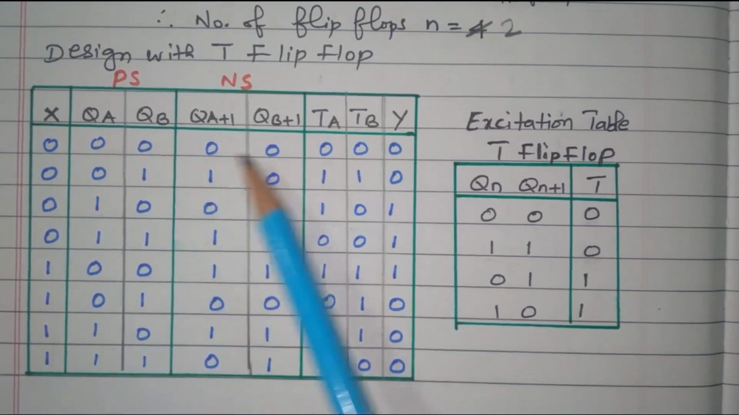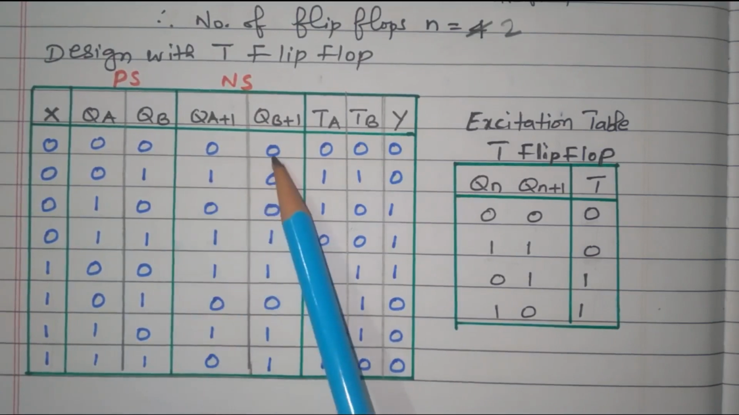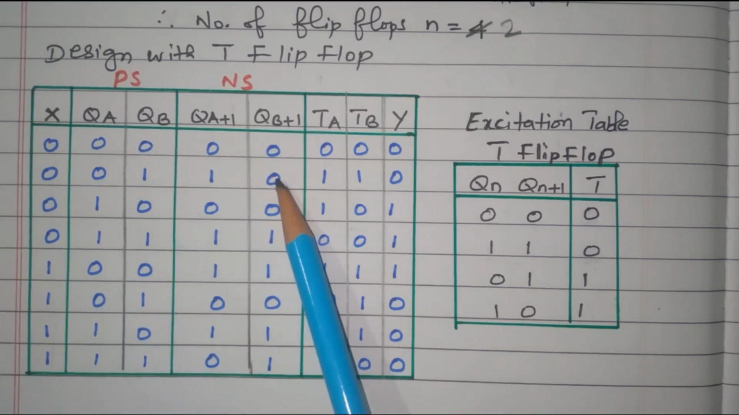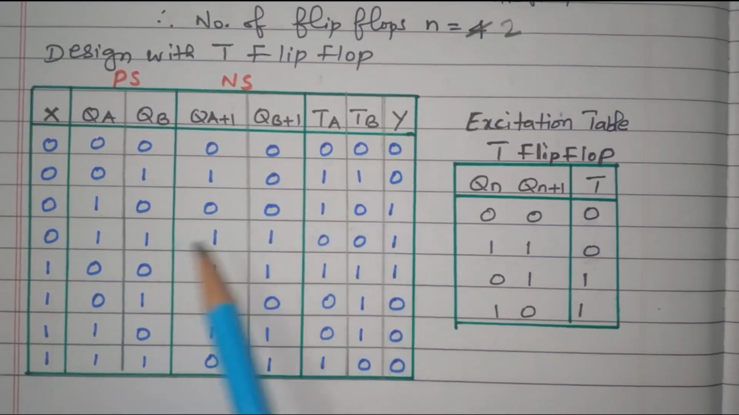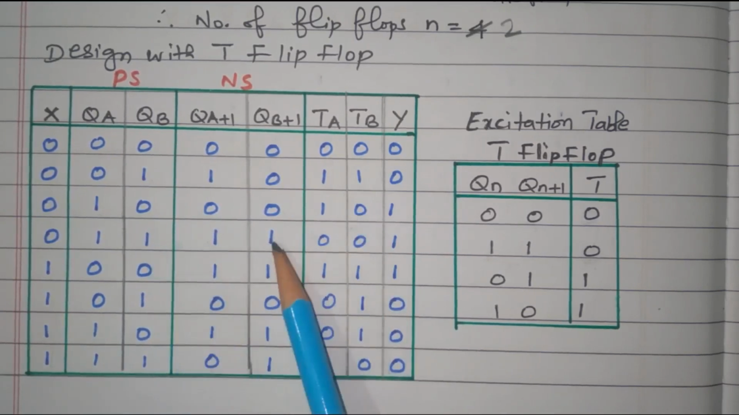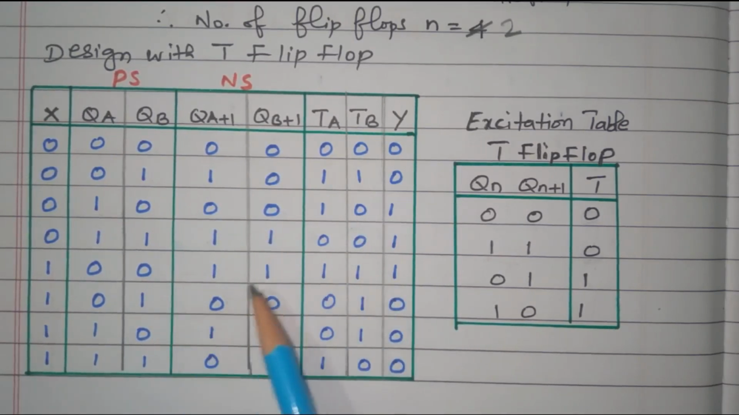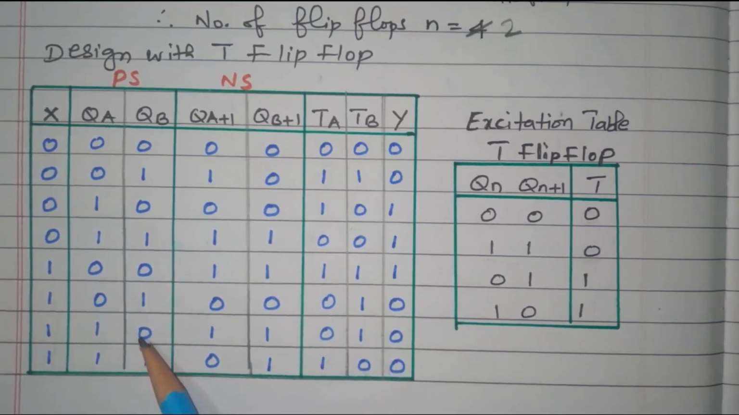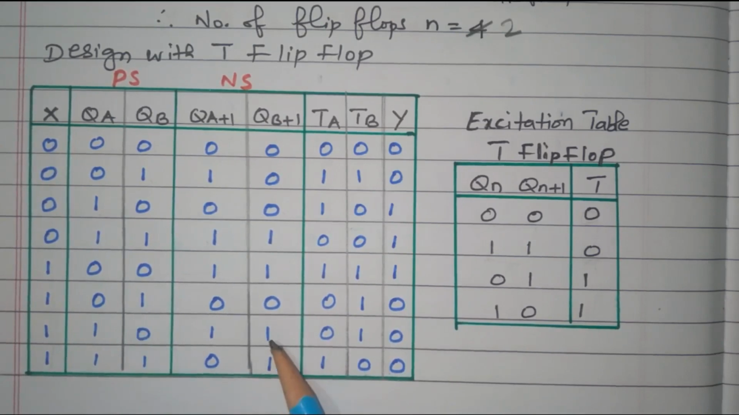Similarly, we can go for QB and QB bar. 0 to 0, no change, so the input is 0. Then 1 to 0, the state is changed, so the input is 1. 0 to 0, no change, 0. 1 to 1, no change, 0. 0 to 1, changed, so the input is 1. 1 to 0, changed, so 1. 0 to 1, 1. 1 to 1, no change, current state and next state are the same, so the input is 0, right.